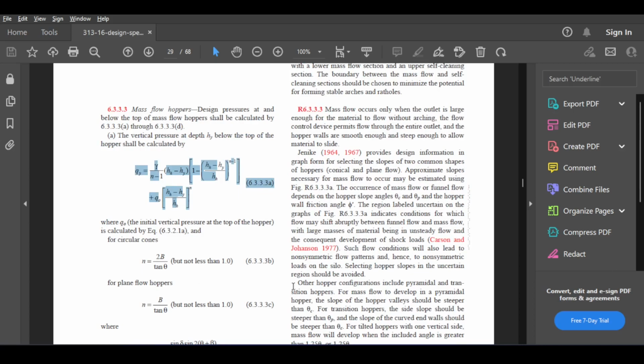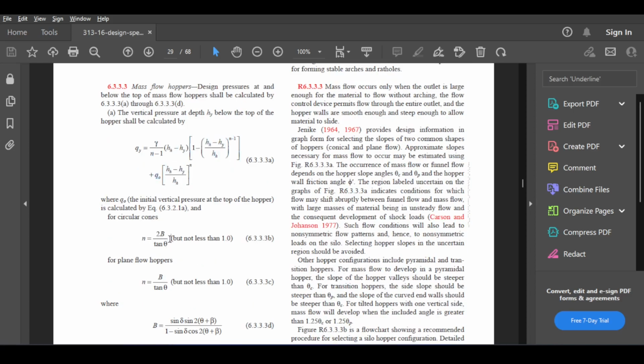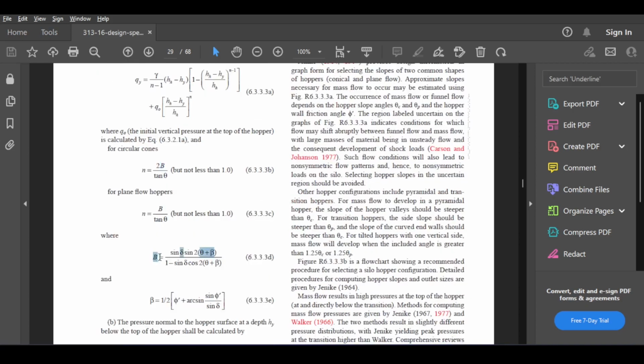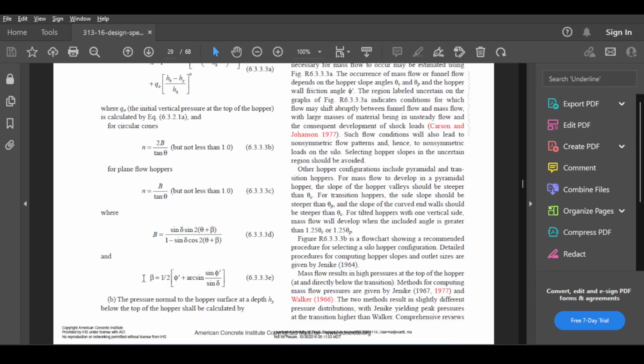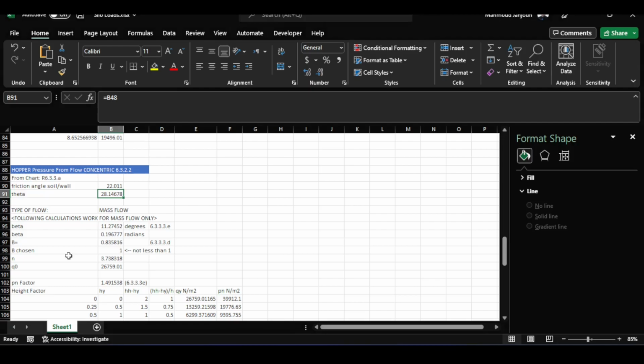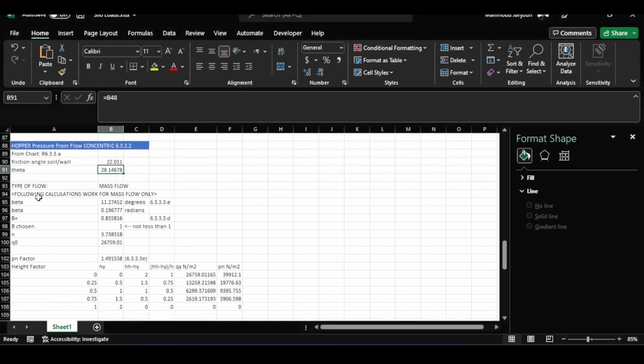And it's really not easy to solve, because you think this is a cute equation, but it's far from cute. Because you have n that seems to be still cute, but it's not, because n needs b, and b needs this, and this needs beta. So it's a long story, actually. I basically condensed it into an Excel sheet. Beta was calculated, and then, of course, in radians. Then B was calculated, and B chosen was calculated.